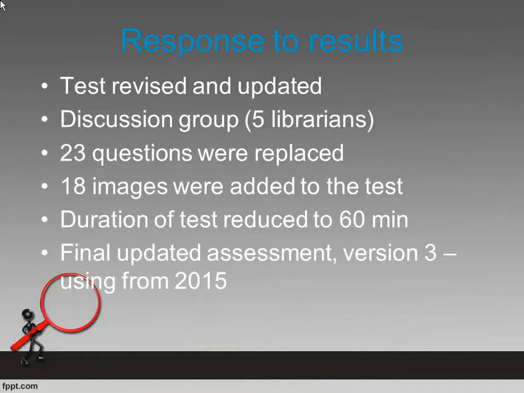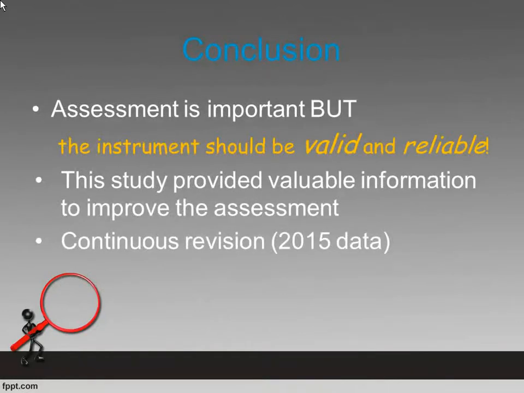So 23 questions were replaced completely out of the 100. We added 18 images to the test, so that the test included images. We also reduced the test to 60 minutes. It used to be an hour and a half, 90 minutes. And this updated version 3 we rolled out in 2015. So we now have to do a new rollout next year, a version 4. So I have the data, I have the test results and everything. I now just need to go and identify the red flags, and relook at it again. So just to conclude, the assessment is important, but the instrument should be valid and reliable.